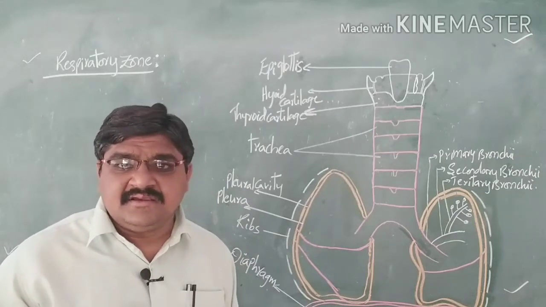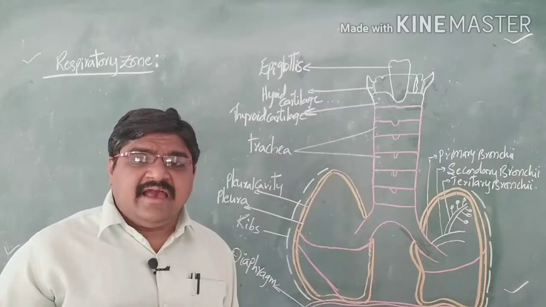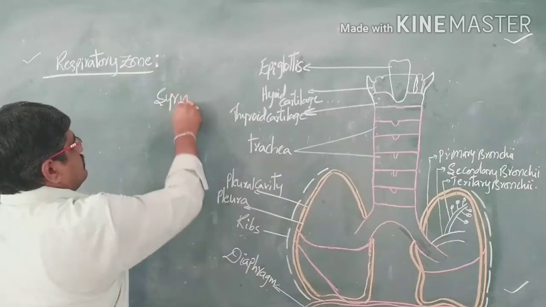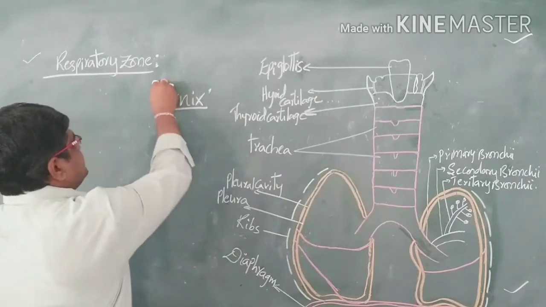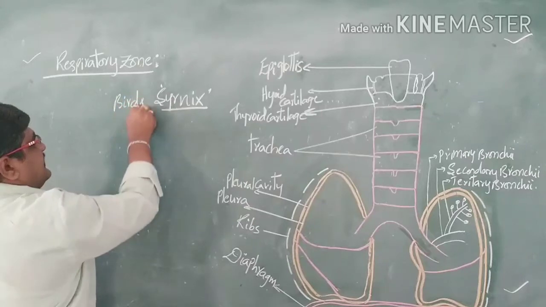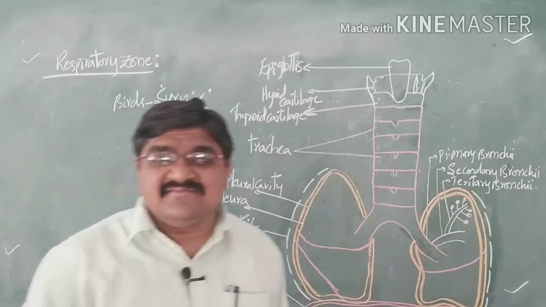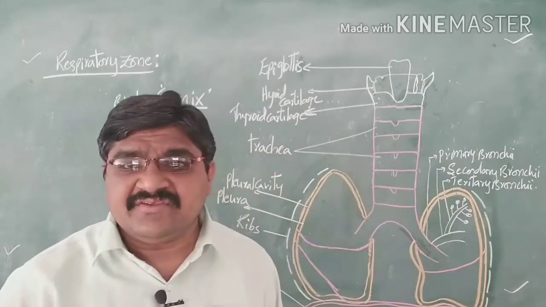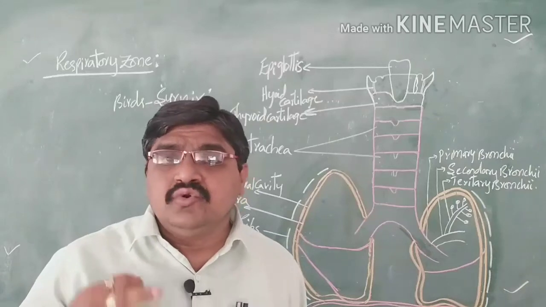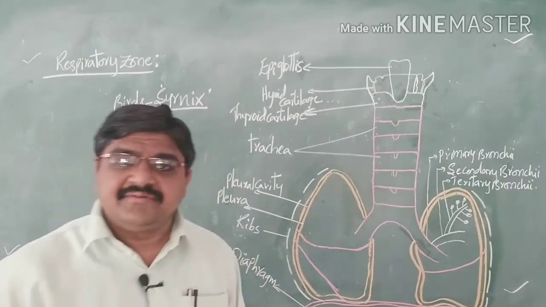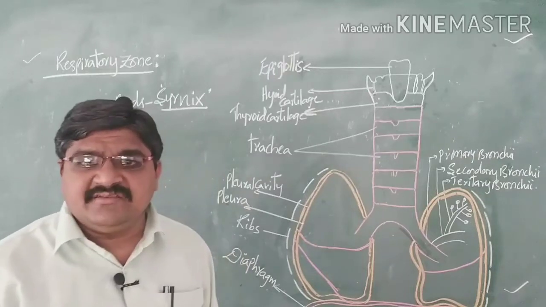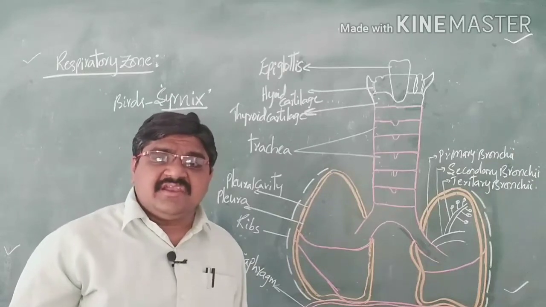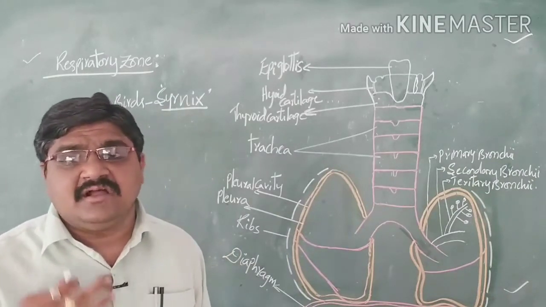Likewise, in birds, we have the syrinx. Birds consist of a syrinx, which we can call the voice box for birds. Due to the presence of the syrinx, birds are able to produce sounds. Likewise, in humans, due to the vibration of the vocal cords, voice is produced. Due to this, it is also called the voice box.